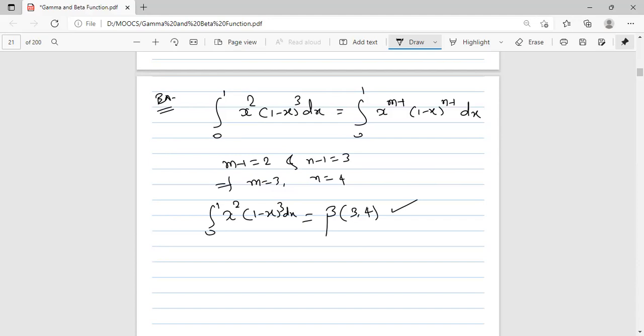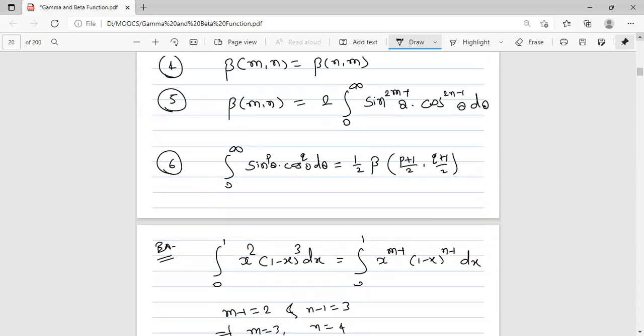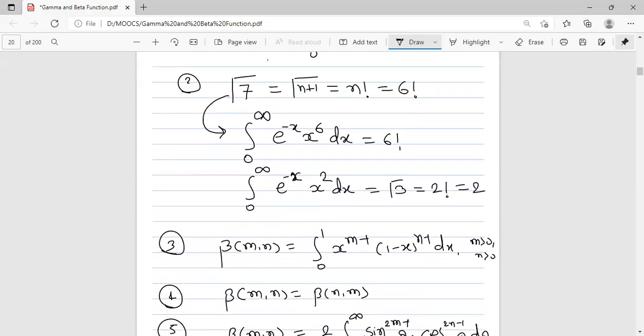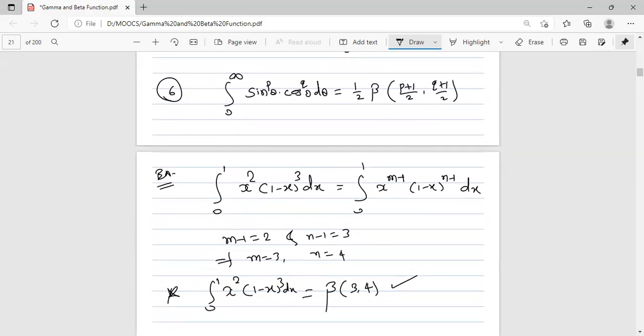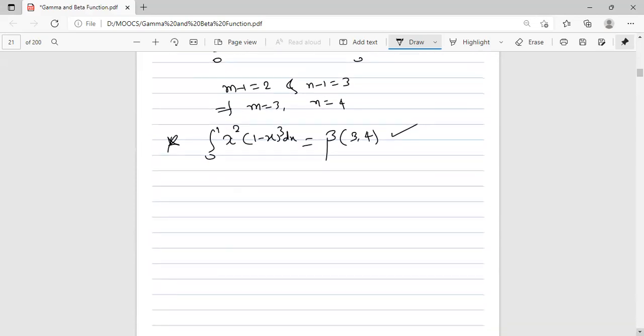What are we doing, what are we understanding from this? Up till now we only know that the answer for this integration is beta 3, 4. But we are not getting that sense, just like in the gamma function. In the gamma function, directly this integration is there and we are getting the answer as the 6 factorial number. Here also we are getting a number, but that sense we are not getting from this beta function. Therefore, we have to build something new about this beta function.